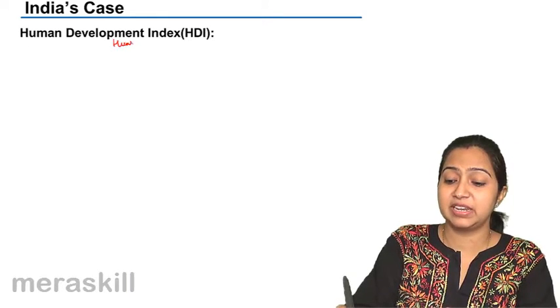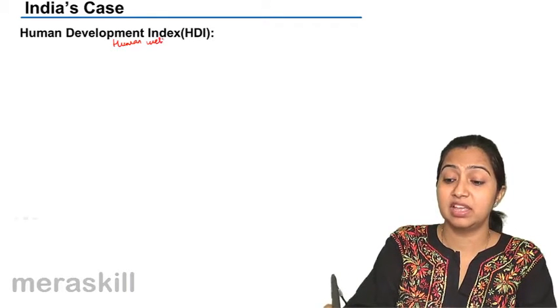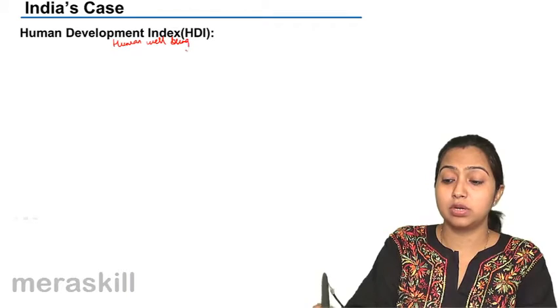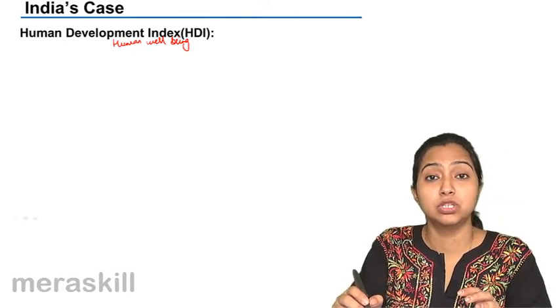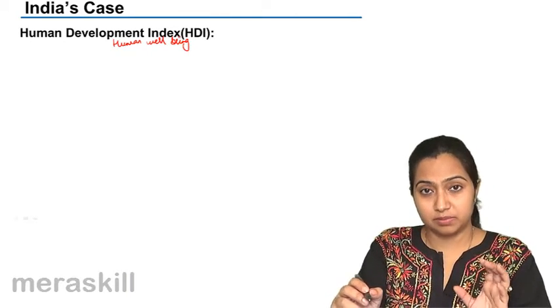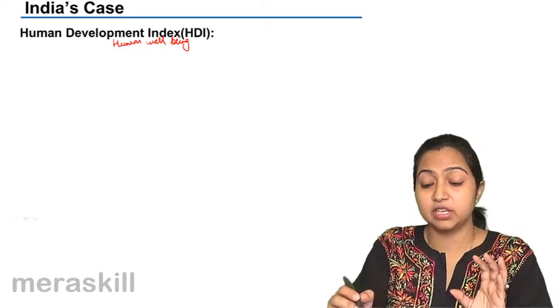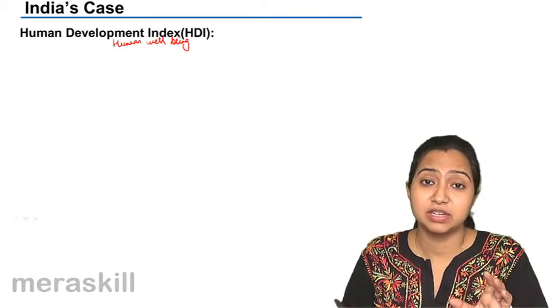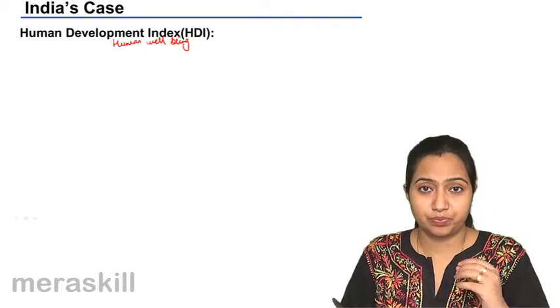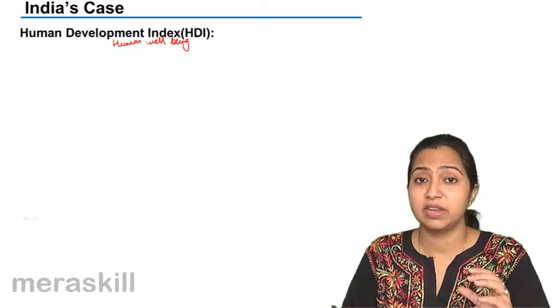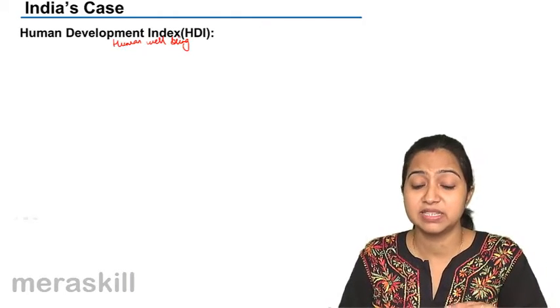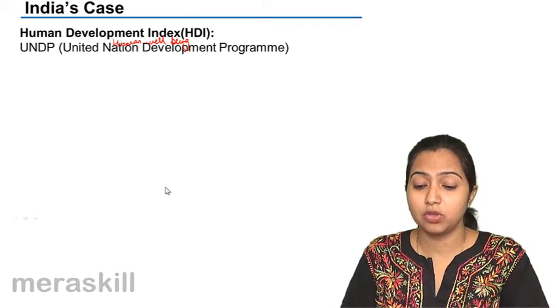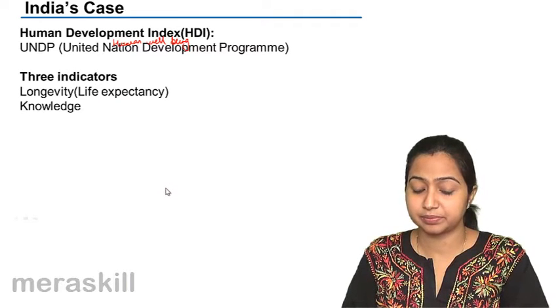Human Development Index measures the human well-being or the quality of life that a human should lead. Now, what are the factors that lead to having a quality life? How can we decide what the factors are? There are three basic indicators of Human Development Index.